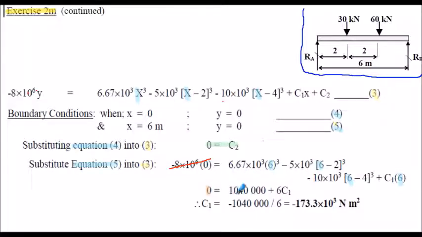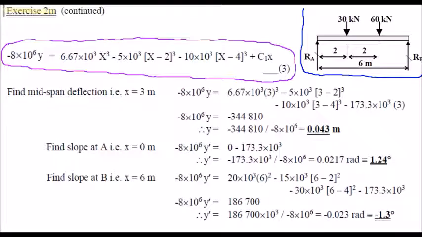On the right-hand side of the equation we have 1,040,000 plus 6 multiplied by C1. Rearranging for C1, C1 is negative 173.3 times 10 to the 3 Newton meters squared. So now we've calculated constant C1, which we can add back into equations 2 and 3. Exercise 2m continued, just repeated equation 3 for convenience.